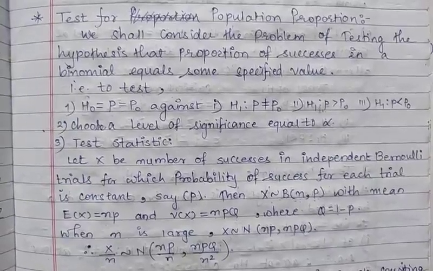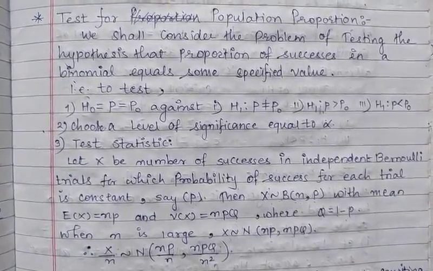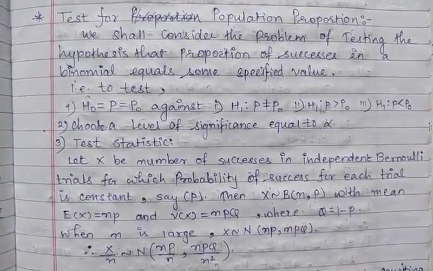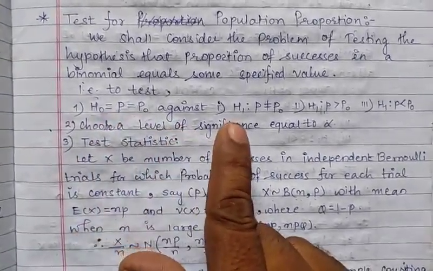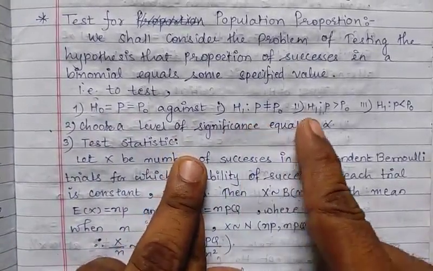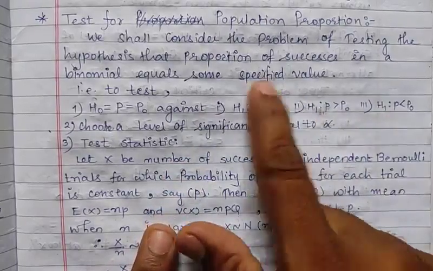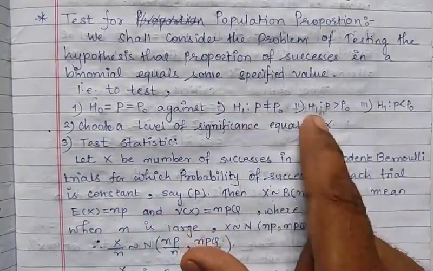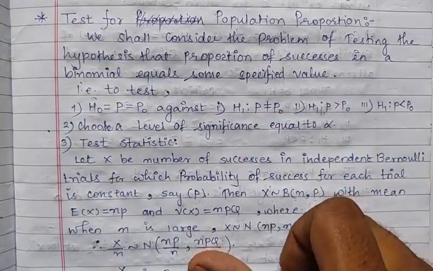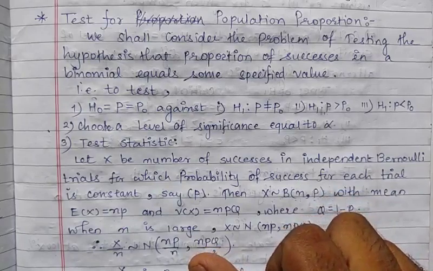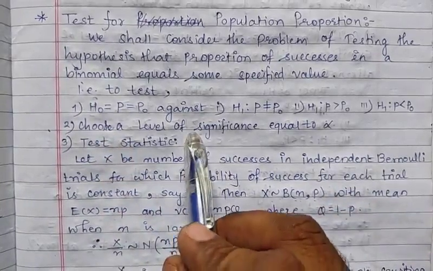Students, in the previous lecture we have seen the test for population proportion. In this test we will test the null hypothesis H naught: P is equal to P naught, against H1: P not equal to P naught, H1: P greater than P naught, and H1: P less than P naught. So this is a two-tailed test, and the others are one-tailed: one is a left-tailed and another is a right-tailed test. Now in this test we will choose the level of significance, which is given already in the example.